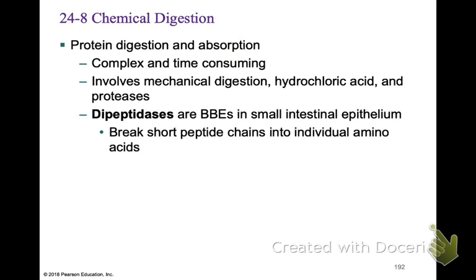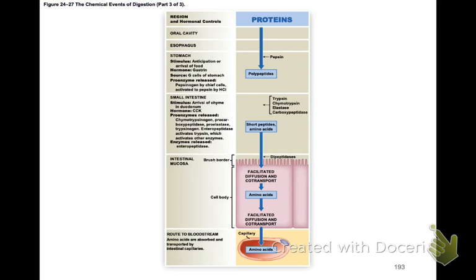Okay, proteins. We're going to break our proteins down through all of those proteolytic enzymes, starting with pepsin in the stomach, then trypsin, chymotrypsin, and carboxypeptidase from the pancreas, but in the small intestine. When we get to the level of dipeptides, we have dipeptidases, which can break them down into individual amino acids, and now we're ready to absorb them. So starting with pepsin in the stomach, polypeptides through trypsin, chymotrypsin, carboxypeptidase, and then to the brush border dipeptidases.